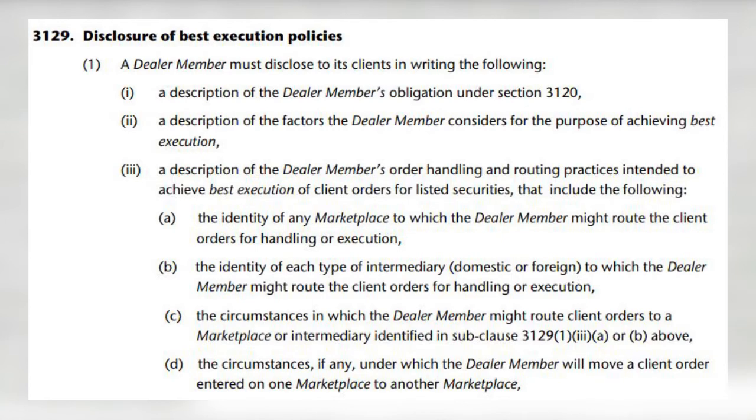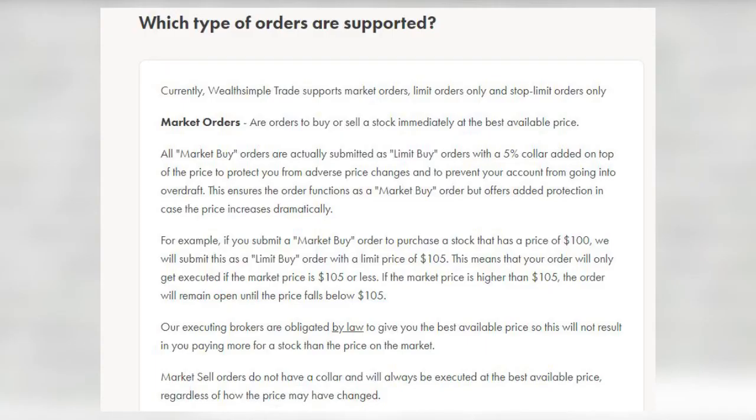So for example, on Wealthsimple's site, it tells you that market buy orders are actually submitted as limit orders with a 5% top limit added to your price, to protect you from paying more than 5% of the current market price if there's a sudden change. Meaning that if you put a market order to buy a share that's currently trading at $100 it will only get executed if the market price is $105 or less.